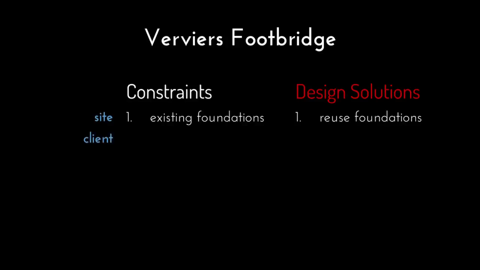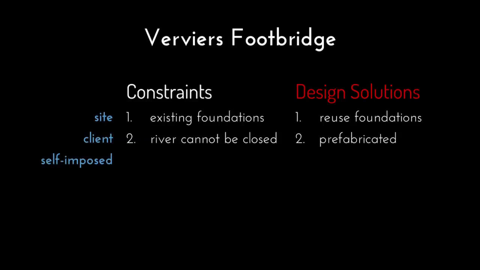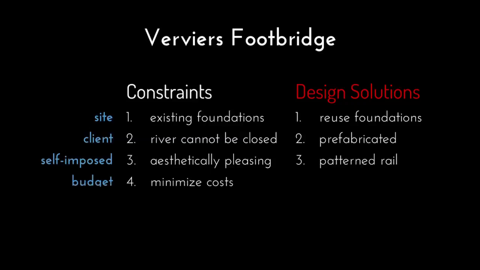The client stated that the river could not be closed during construction, so we decided to make a prefabricated bridge. We imposed a constraint ourselves. We wanted to make an aesthetically pleasing bridge and opted for a geometrically patterned rail. Of course, the budget was a high constraint, which meant minimizing material and labor cost, so we decided to use optimization techniques and CNC machines.